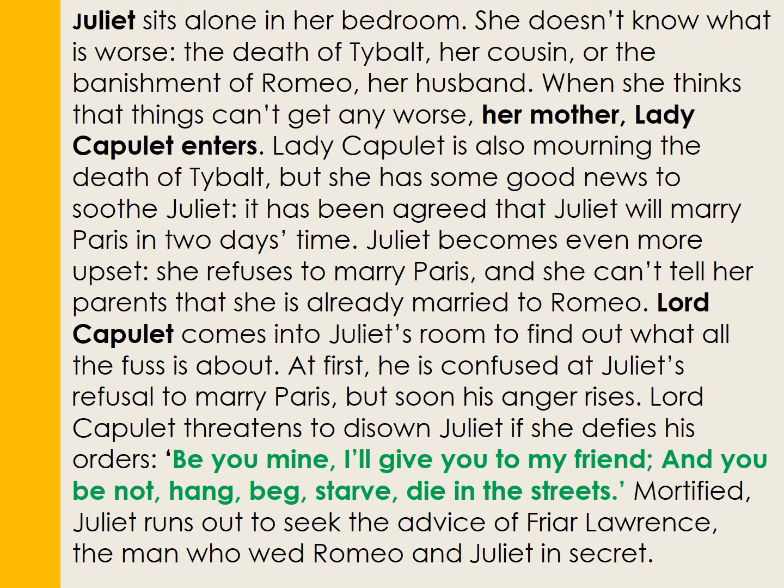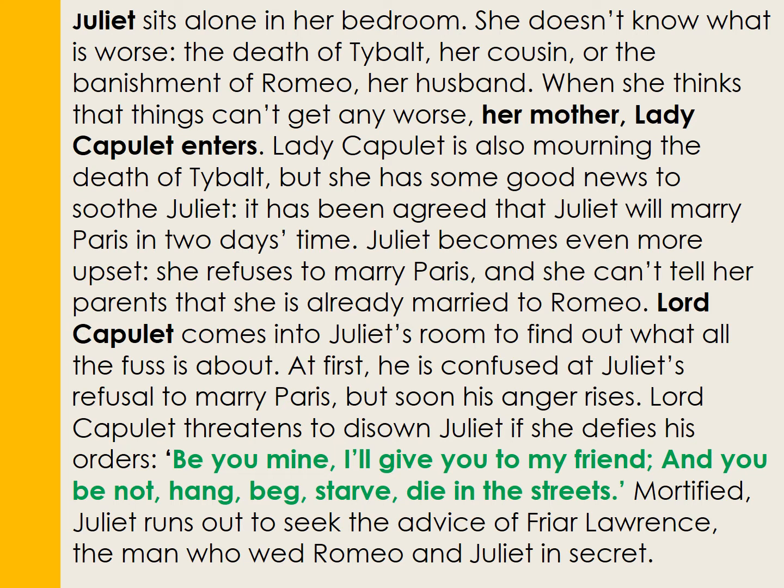Juliet. So bearing in mind that Romeo's just been banished and Mercutio is dead, Tybalt is dead, Juliet at the moment is sitting alone in her bedroom, okay? So this has just happened. Juliet sits alone in her bedroom. She doesn't know what's worse, the death of Tybalt, her cousin, or the banishment of Romeo, her husband.